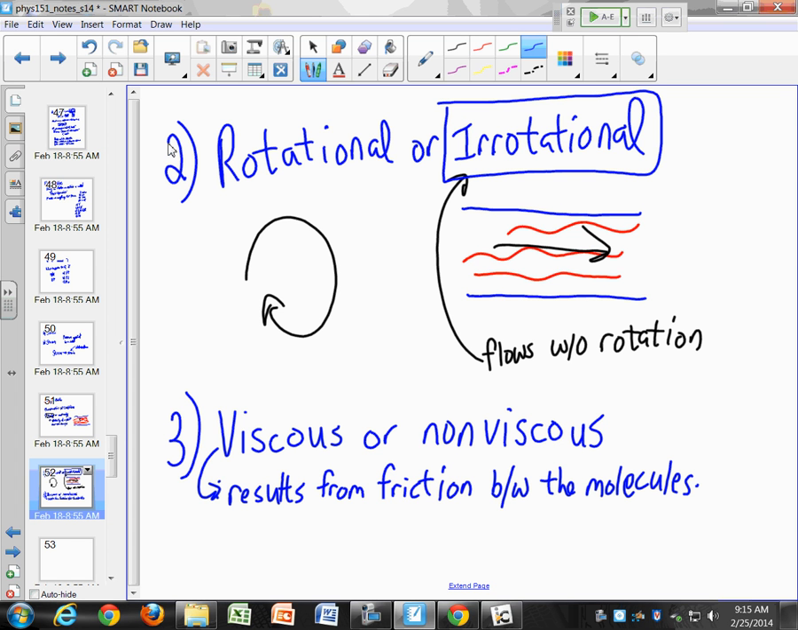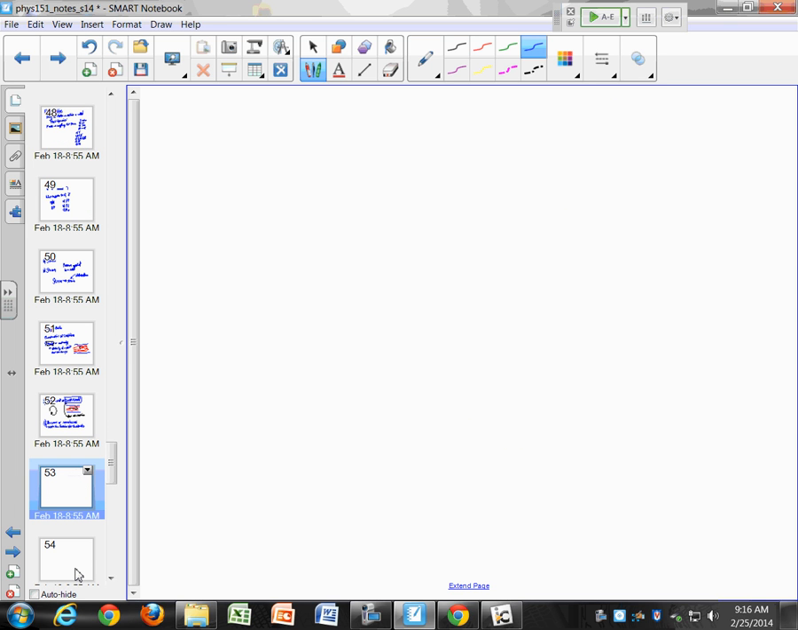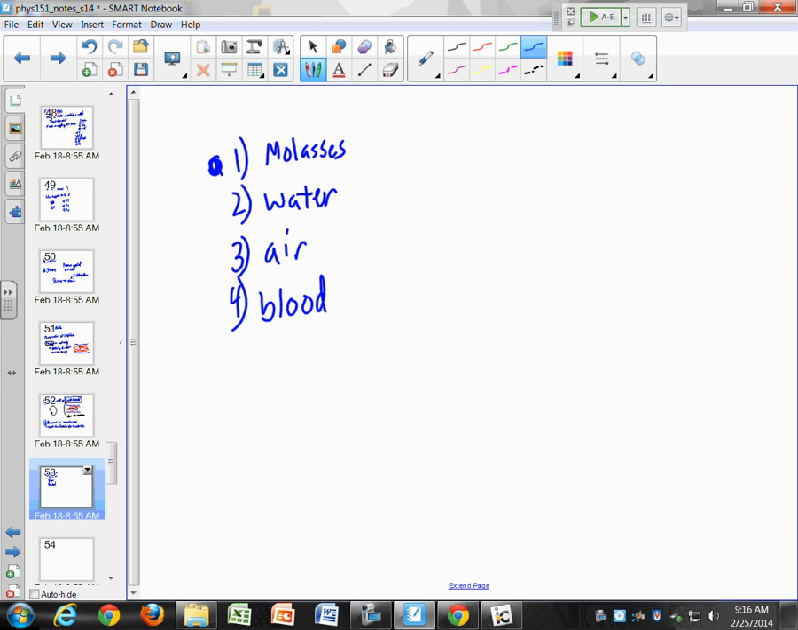And so some examples of more viscous fluids are like, say, for example, I gave you three fluids. Actually, here, I'll do it as a question. I'm going to give you a series of fluids. 1, 2, 3, 4. Let's say molasses, water, air, and blood. And I want you to rank these in order of their viscosity, from least to greatest viscosity.